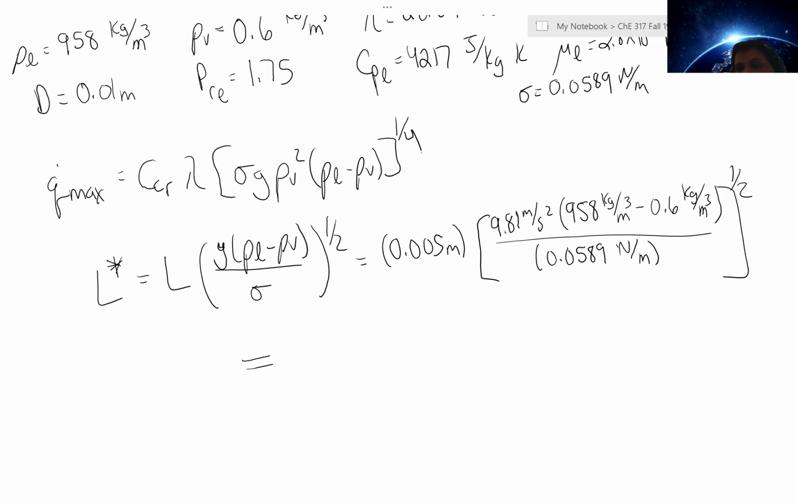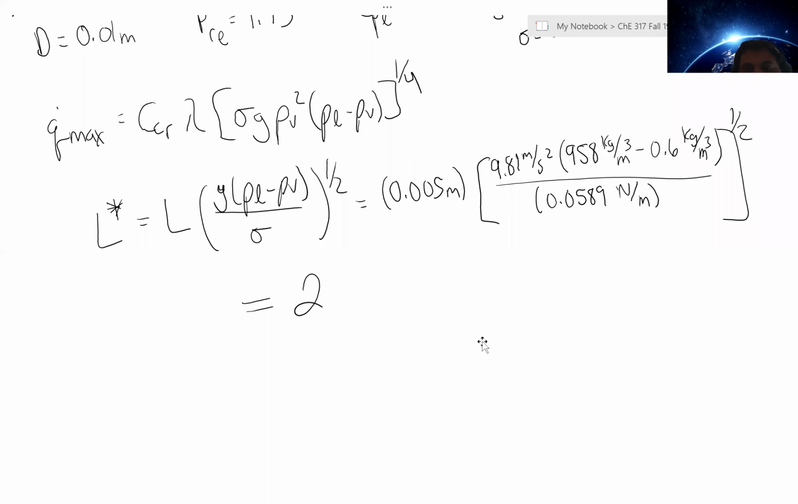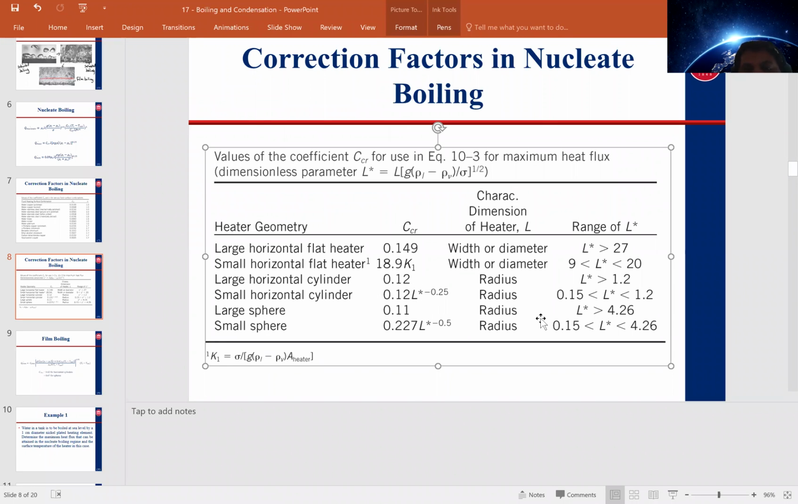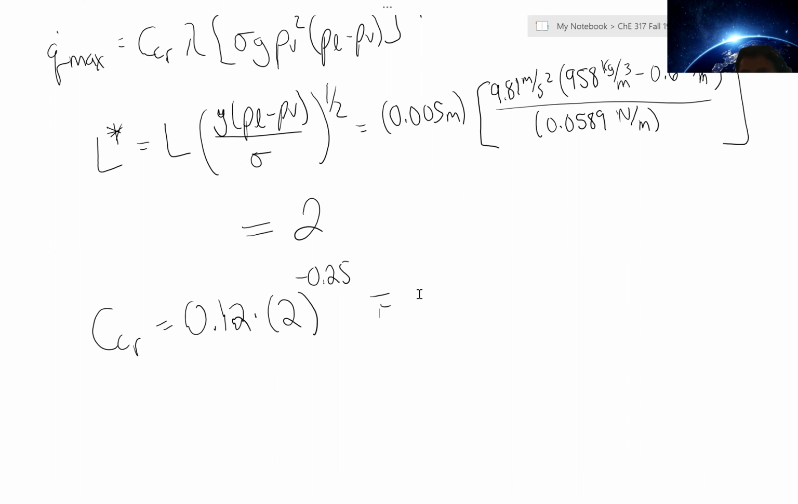So let's see what this value comes out to be. Doing this, I get a value of basically 2 for my dimensionless length. And from my table, now that I have L star, CCR should be 0.12 times 2 to the negative 0.25 power, and I get a value of 0.1.